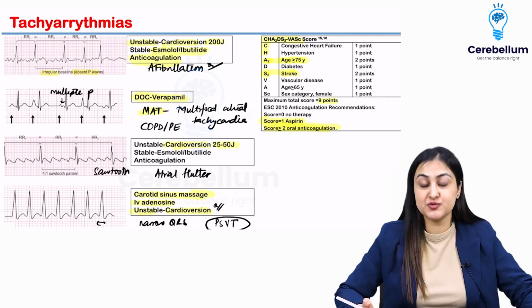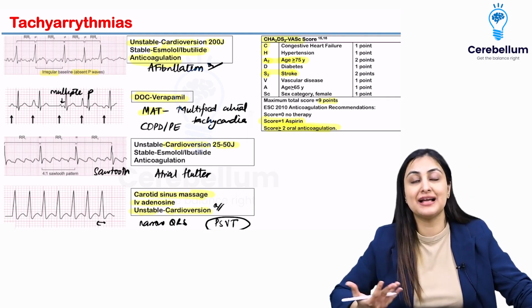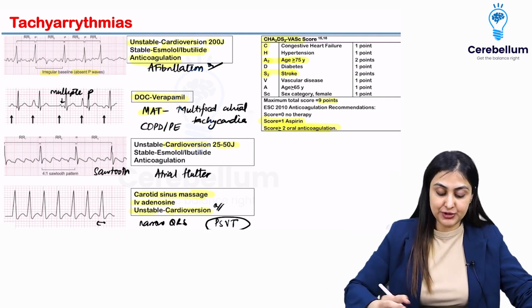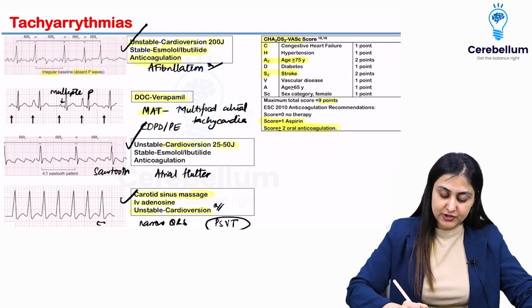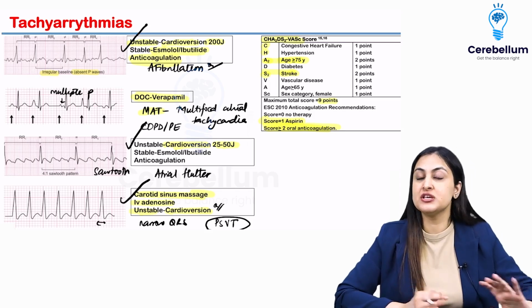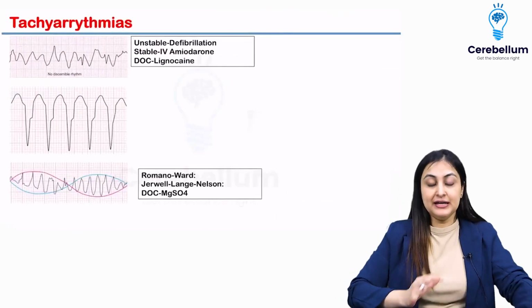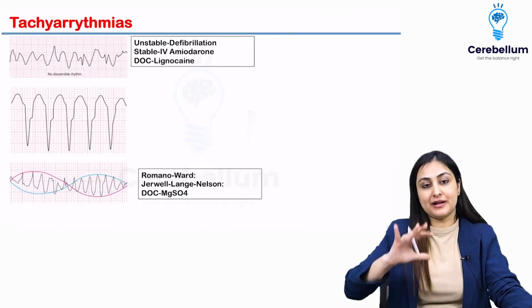If this fails, you can give IV adenosine as we've discussed, but if the patient is unstable, you do cardioversion. This is very important because most of the students are in so much hurry to mark adenosine, they forget that if the patient is unstable, you have to do cardioversion. Okay, so in all 3 of these, cardioversion is the mainstay in unstable patients. In MAT, you have verapamil. Okay, so these are the most important tachyarrhythmias which are supraventricular.